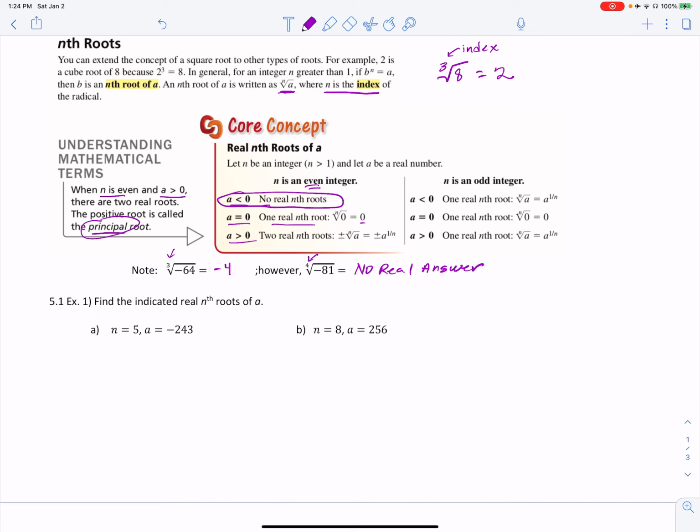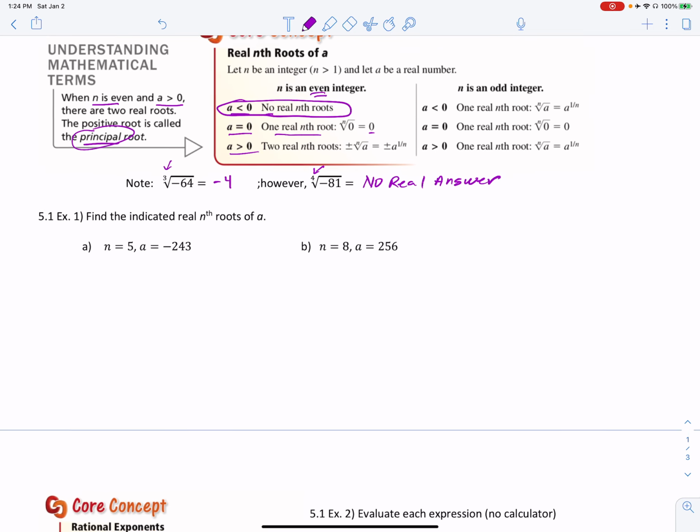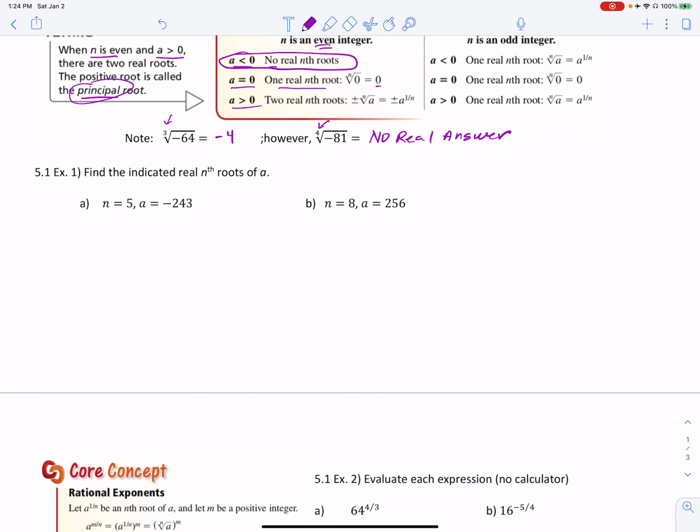So when the number under the radical sign, called the radicand, is negative, if it's an odd root, we can take it. If it's an even root, we will have no real answer. We're just looking for real solutions at this point. So 5.1, example 1, find the indicated nth roots of a. Right here, this means we have the fifth root of negative 243.